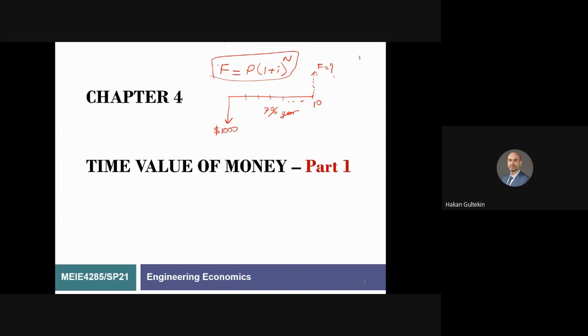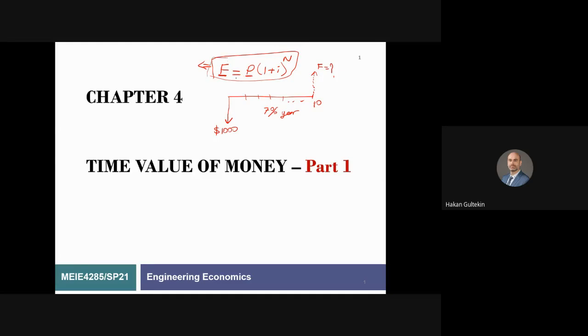Okay, so we said that this is the fundamental law of engineering economy if we want to find the future value from a given present value. And of course, we learned the idea of economic equivalence, where two cash flows are equal to each other with respect to their economic effects.